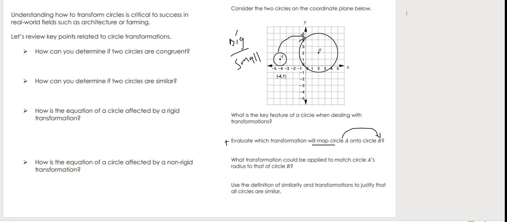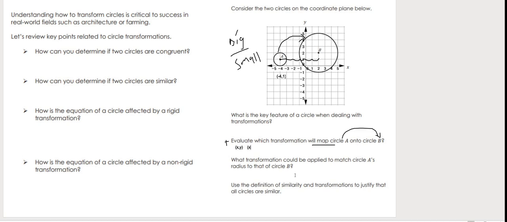And so what we're going to do is take the center of point A and move it down to where B is. So we're going to do a translation. We're going to move 1, 2, 3, 4, 5, 6 spaces to the right. And if I write the rule, I am moving the value of X and Y.